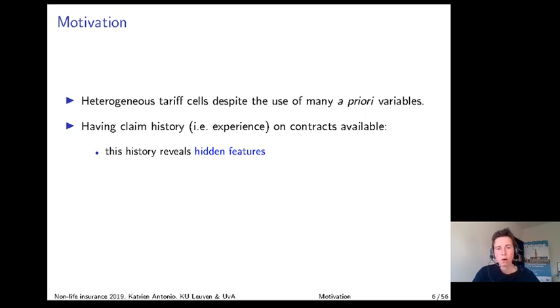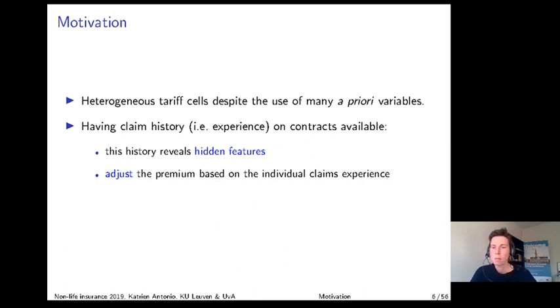But the history of reported claims may be a good indicator of such risky behavior. By adjusting the premium of a policyholder based on past individual claims experience, the insurer will restore fairness among policyholders. And through the reward or the penalty of the a posteriori rating, policyholders will pay a premium that is more in line with their actual risk.